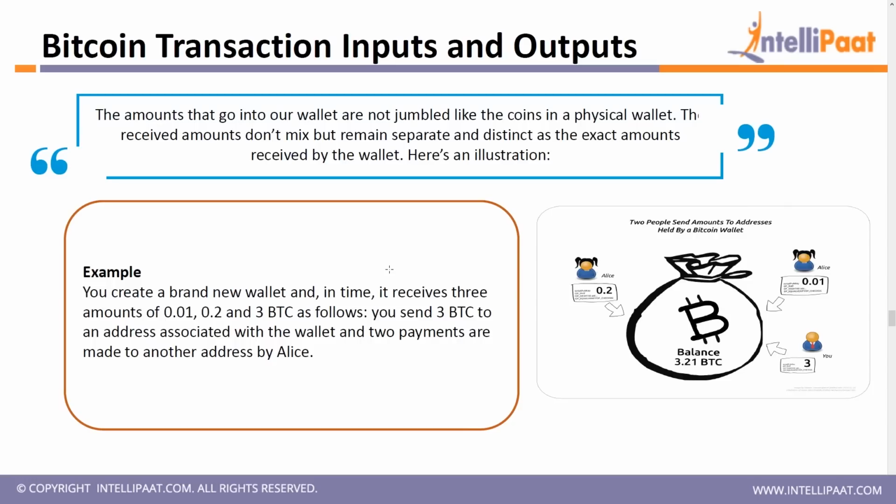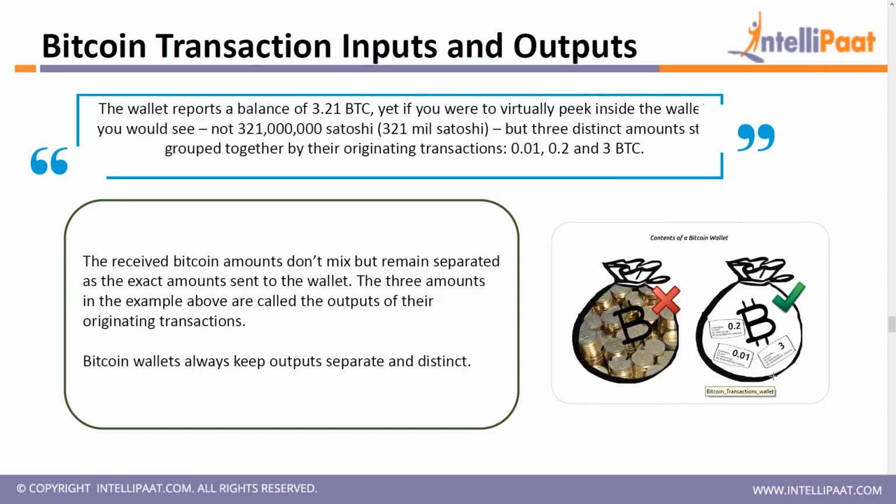If you see in the figure, two people send amounts to addresses held by a bitcoin wallet, and the wallet balance was initially 3.21 Bitcoin, adding 0.01, 0.2 and 3 Bitcoin in your wallet. Now, these amounts came from three different sources: Alice, then Alice, and you. The wallet reports a balance of 3.21 by summing up the amounts. Yet, if you were to look inside the wallet, you would see not 321 million Satoshi, but three distinct amounts grouped together by their originating transactions.